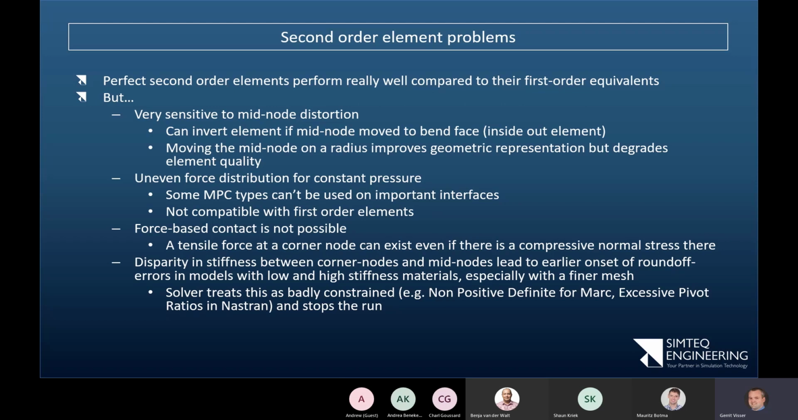So if I have a steel and a rubber part in one model, I'm more likely to have issues with second order elements than I'll have with first order elements, simply because I've got much less variation in stiffness; there are no mid nodes and corner nodes to worry about for these kinds of elements. When we run into this kind of issue, the round-off error is not propagated and you get a weird answer. The solver simply stops and says, sorry, badly constrained.